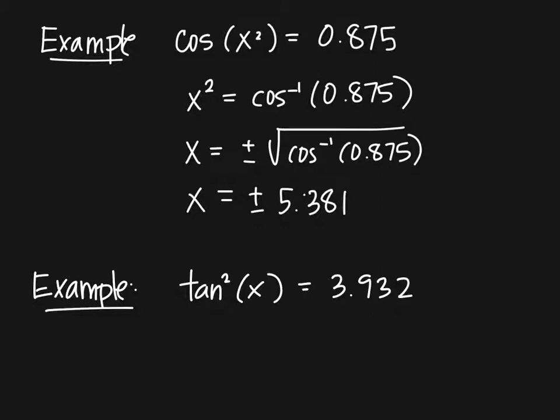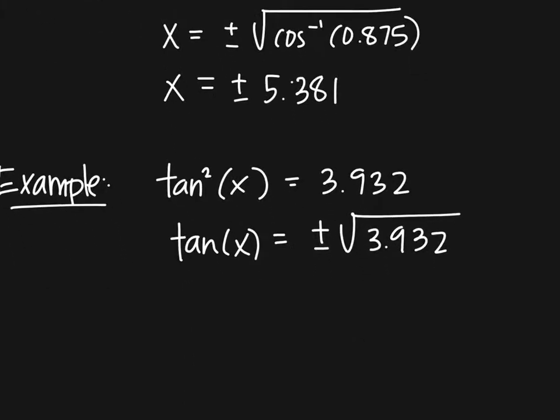Because if you got rid of tan first, just look what happens. You'd have that square hanging out right there, and that doesn't really work. So we want to get rid of the square first. We will use the plus or minus square root. That will get rid of the square, and we'll have tan x equals plus or minus the square root of 3.932. Then I get rid of the inverse, so x by itself would be tan inverse, and the plus or minus is now on the inside, 3.932.